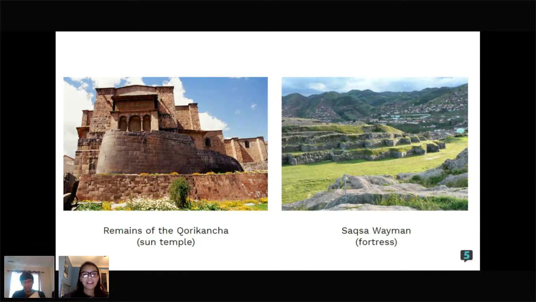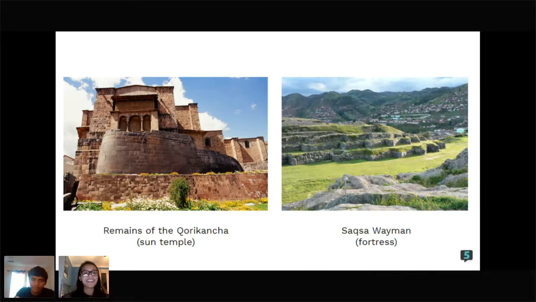And then we have Sacsayhuaman, the fortress. It was probably used as defense, but we don't really know. It may be unfinished, but we also don't know. A lot of this we have to predict, but there are areas without rocks, so that's why people believe it may not be finished. But even if it's not finished, it was used for defense, and it was probably very effective.